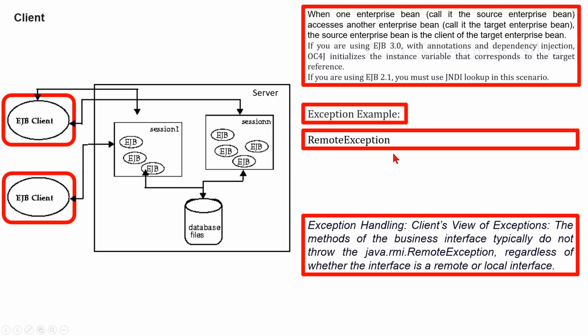The local home and local component interfaces are both Java local interfaces, and the throws clauses of all their methods, including those inherited from super interfaces, must not include the java.rmi.RemoteException. The throws clauses may include an arbitrary number of application exceptions. The no interface view is a local view, and the throws clauses of all methods must not include the java.rmi.RemoteException. The throws clauses may include an arbitrary number of application exceptions.